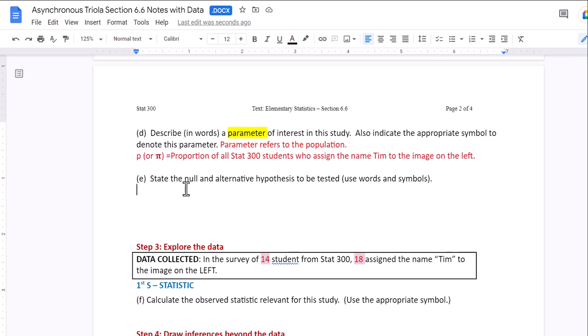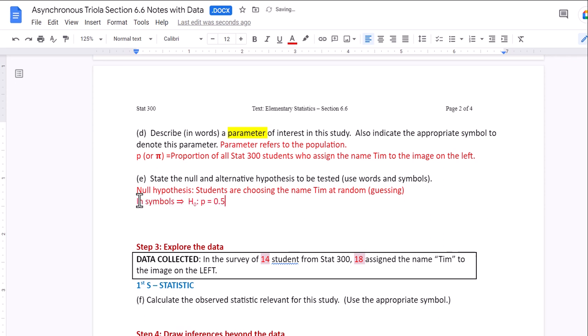Now state the null hypothesis. Like I was saying, the null hypothesis is the by-chance model. So we're going to say that the null hypothesis is students are choosing the name Tim at random. So you're just guessing. You took the survey, you looked at the two pictures, and you just guessed a name without really doing the facial prototyping. And so what does that look like in symbols?